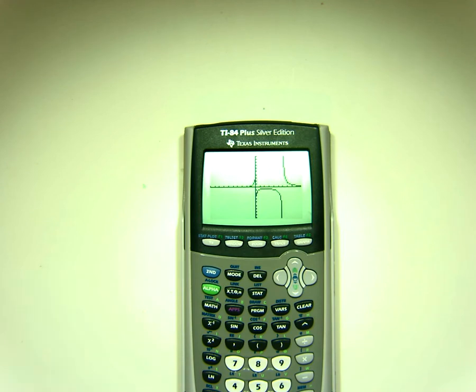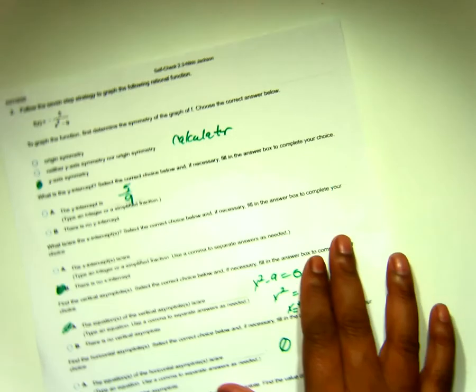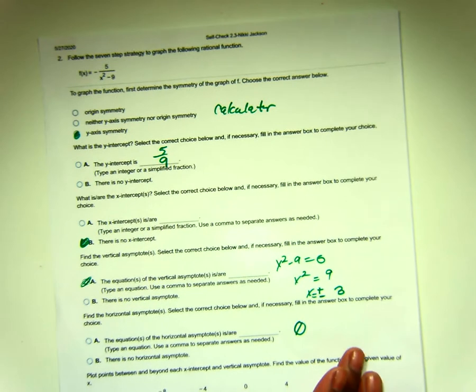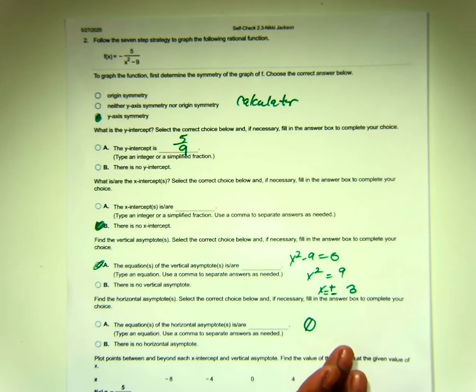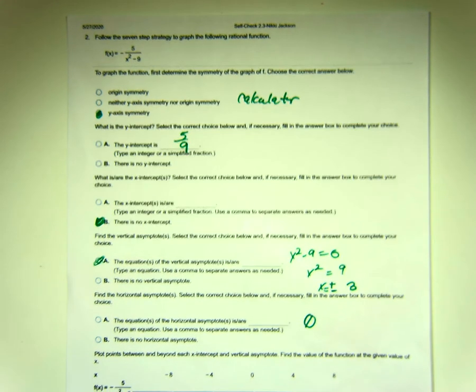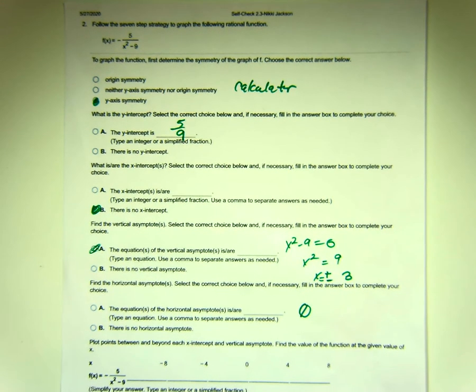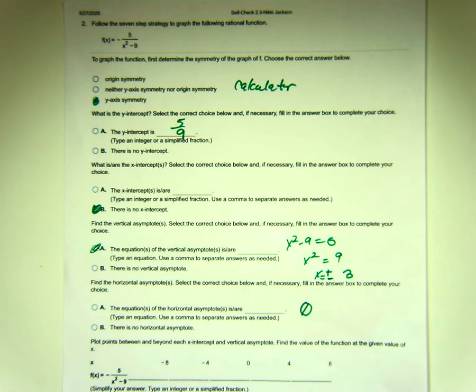Another example, which has multiple parts, is given right here. You can only see bits and pieces of the actual problem, so let me inch it up just a little bit so you can see everything. One of the things it's asking for is the symmetry. Notice how right here on the side it says to write it out using your calculator, which is, again, I'm a visual learner.